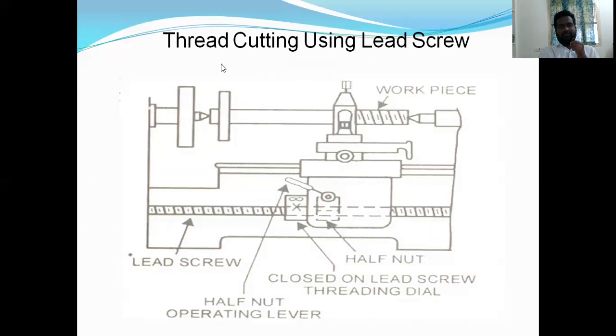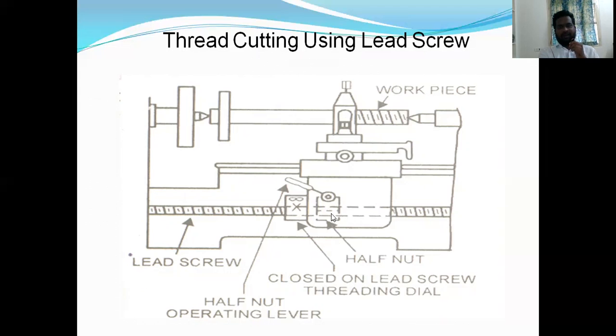You can observe this thread cutting using the lead screw method. This is the lead screw, and this is the carriage, and this is the workpiece which is fixed in the headstock and the tailstock. So the workpiece is fixed between the two centers. This entire carriage is engaged with this half nut mechanism that is closed on the lead screw threading dial. This is the half nut operating lever. By rotating this, we are engaging the half nut mechanism.